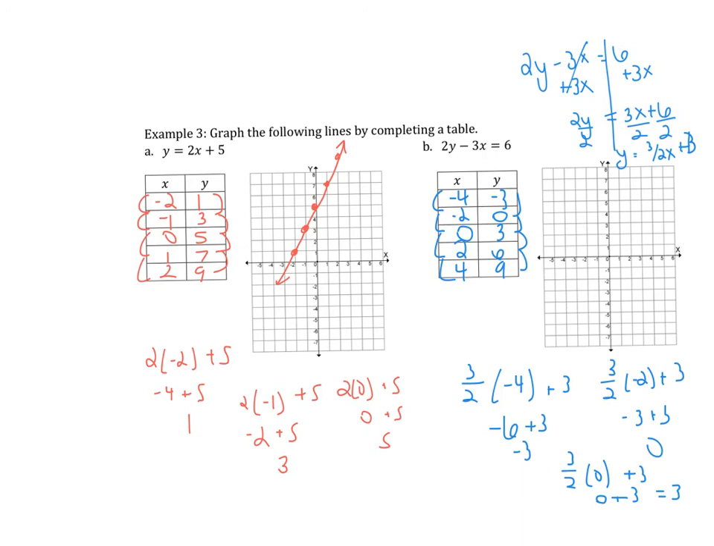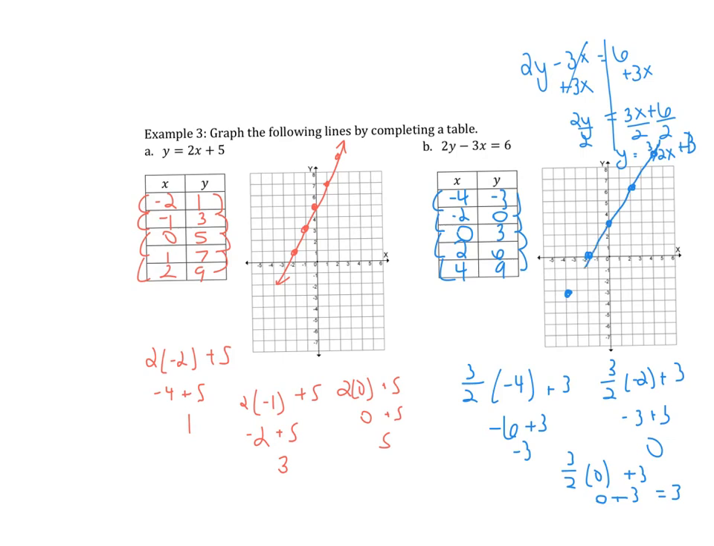So negative 4, negative 3, we go left 4, down 3. Negative 2, 0, we go left 2, up 0. 0, 3, we go left 0, up 3. 2, 6, we go right 2, up 6. And then 4, 9, we go right 4, up 9, a little off the graph.